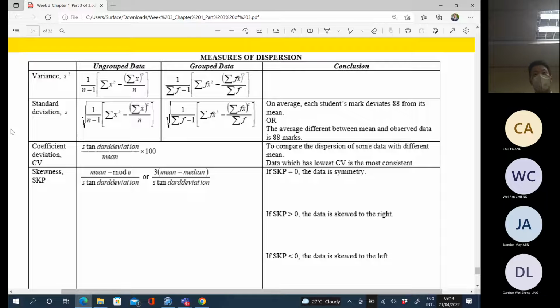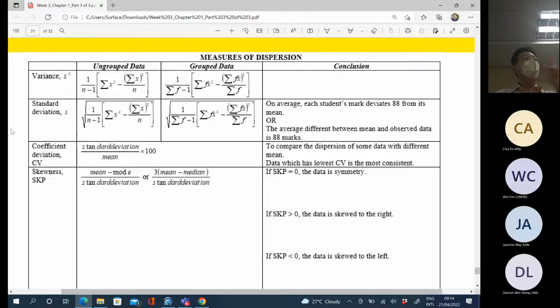Okay, then the last measurement is called skewness. Skewness, or SKP, is used to identify the pattern of the data distribution, the pattern or the trend of the data distribution, whether it's symmetrical, skewed to the left, or skewed to the right. Okay, you can use a histogram, you can use a polygon to identify the shape of the data distribution. If you cannot really identify, not sure, then what you can do is use a formula.